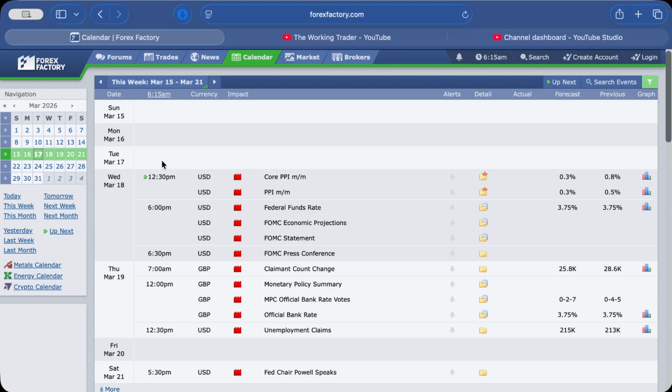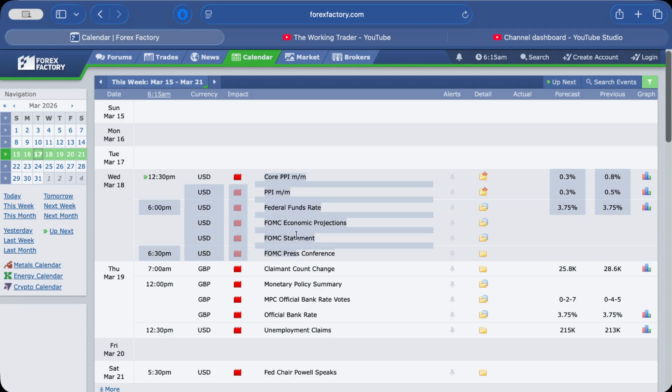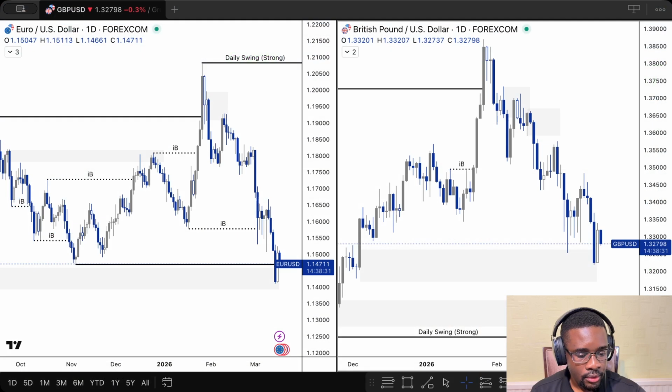So let's jump right into it, looking at Forex Factory. Today is a Tuesday. We do not have any high impact news, so we'll start having news starting tomorrow. So let's have a look at the charts.